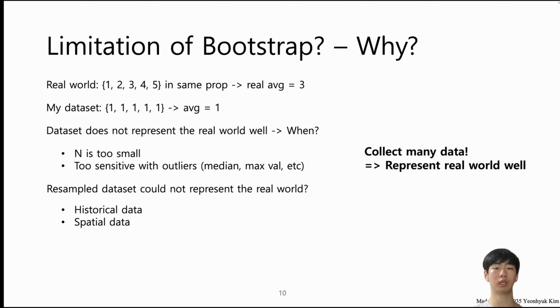Then, how can I fix this problem? The simple way is to collect a lot of data. As you collect more data, your dataset will represent the real world well. But for this kind of data, we cannot use the Bootstrap, or we need to find some new resampling method that does not break the characteristics of the data.